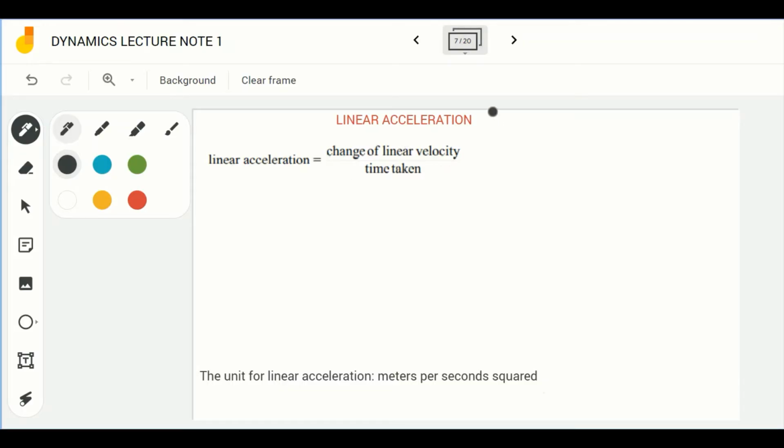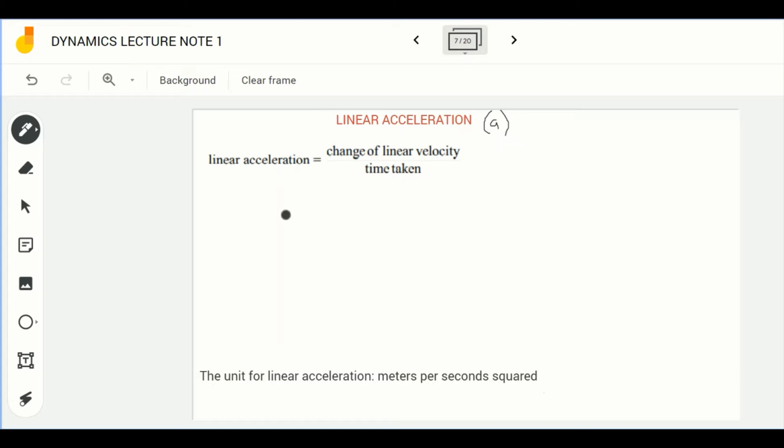The symbol for linear acceleration is A. What is linear acceleration? Linear acceleration is the rate of change of linear velocity with respect to time. I repeat that. Linear acceleration is the rate of change of linear velocity with respect to time.